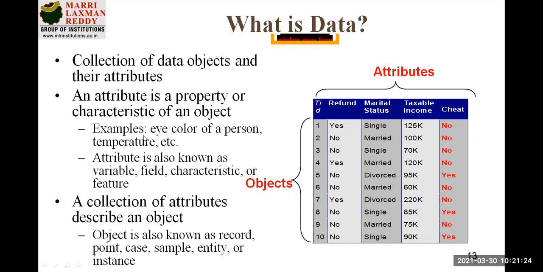For example, eye color of a person, temperature. Here you can see the ID, refund, marital status, tax, income, etc. In this data, you can see it is about whether there is some cheating in the tax payment or not. So a collection of attributes will describe an object. Here you can see the attribute having some values. This is what we call data objects. An object is also known as record, point, case, sample, entity, or instance. So it can be called by any of these names.